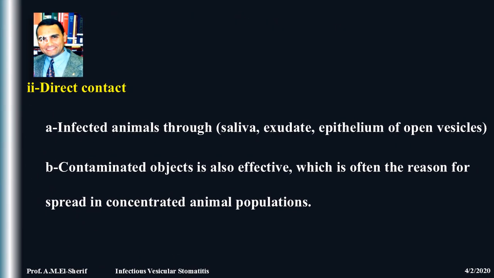Infectious vesicular stomatitis disease is also transmitted through direct contact between, number A, infected animals, through their saliva, exudates, and epithelium shredding of open vesicles, to the sound ones, or through number B, contaminated objects, which is often the reason for spreading in concentrated animal populations through feeding, water, or milk machines.